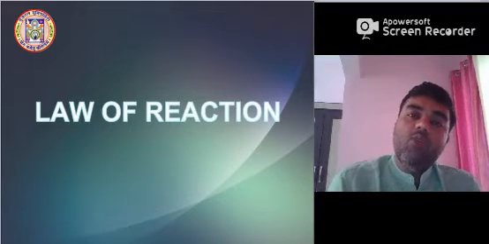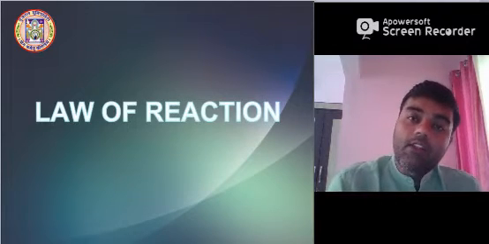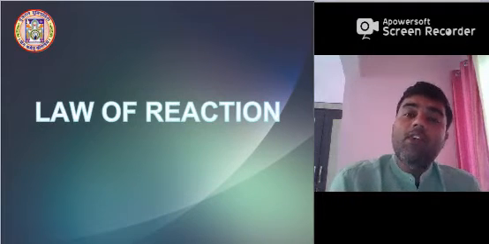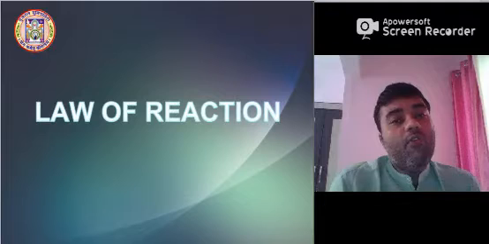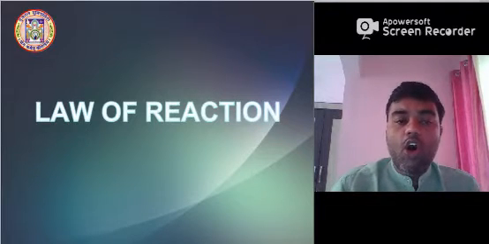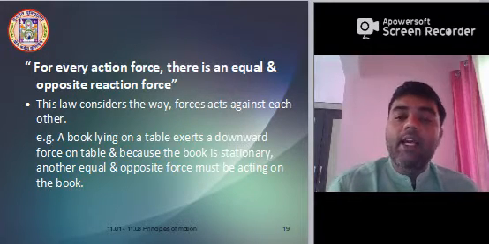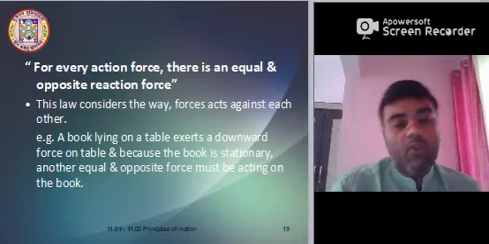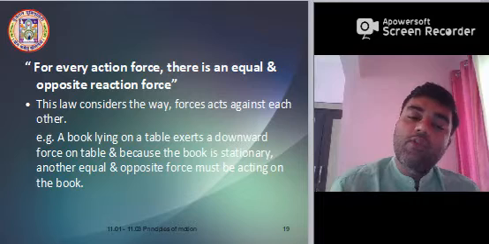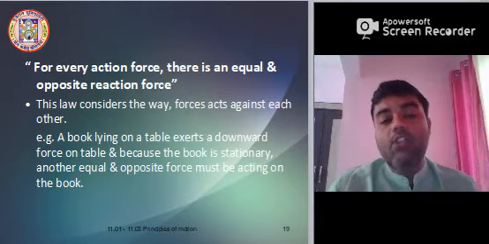In university exams it is mostly asked for 8 marks, and you already learned it in ninth standard school and 10 plus 2 physics. So let's revise it. The law of reaction is very easy. For every action force, there is an equal and opposite reaction force. This law considers the way forces act against each other.